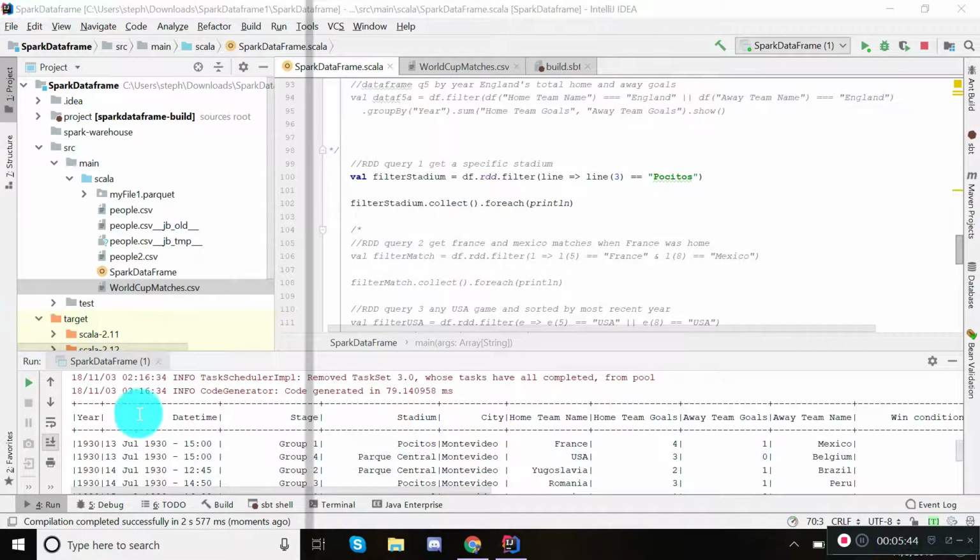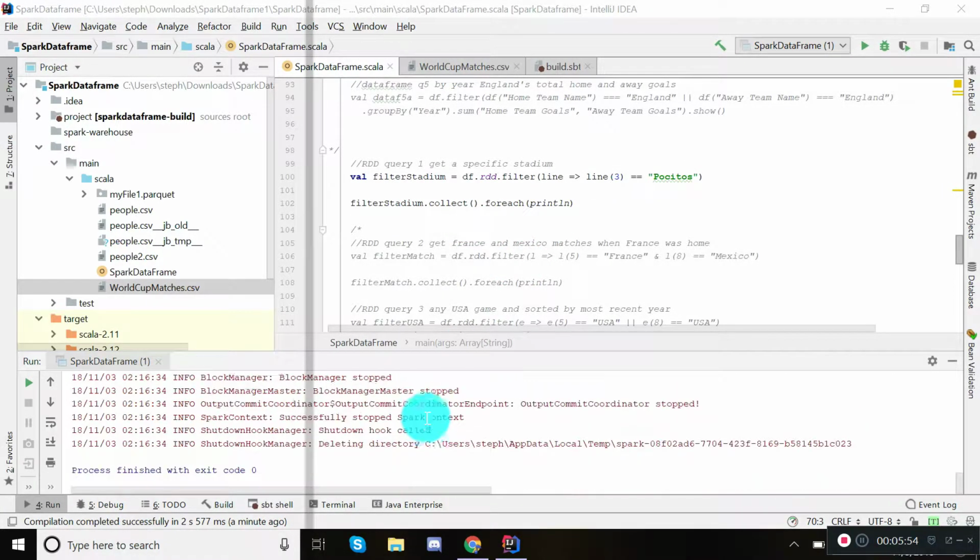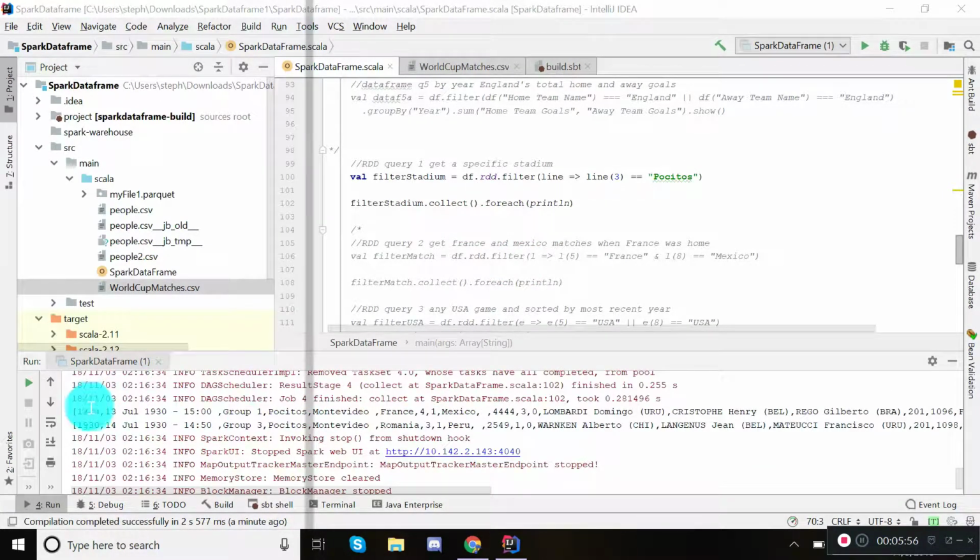I'll show you why if I can scroll right. So this is 0, this is 1, this is 2, and this is 3. So stadium is represented by 3. So that's why we're looking at 3 there. And then, as you can see, this is how it gets printed out.